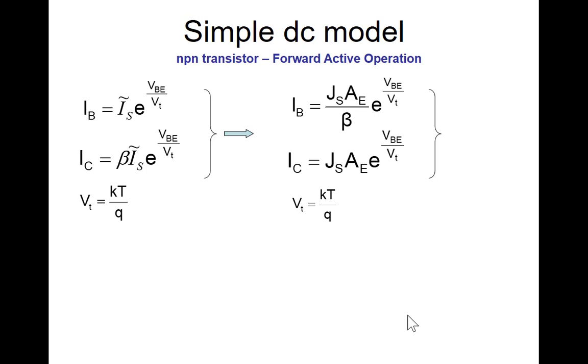If I make that substitution, I can express the base current and the collector current this way. Now what have I done? I've moved the beta in these expressions from the collector current equation to the base current equation. What's the reason for doing that? It allows us to be compatible with the models other people have developed.